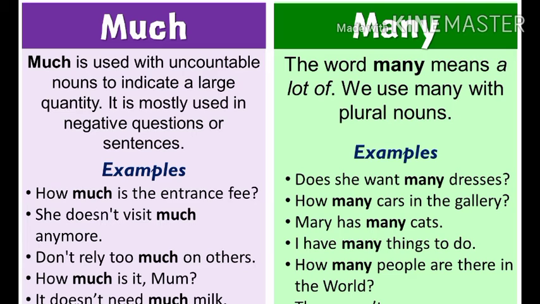You can see some examples which are given, like how much is the entrance fee. This is the amount which somebody is asking, how much I have to pay. But you can see in the next one, in the many column, does she want many dresses. It means there is a large number of this, she desires that I should have so many dresses. They are just showing amount or number. So many is used in case of a number, much is used in case of quantity.